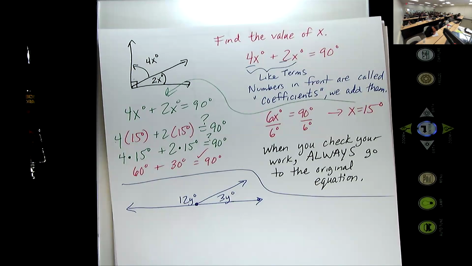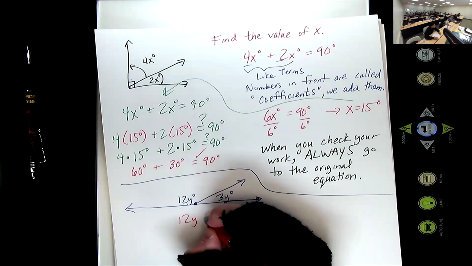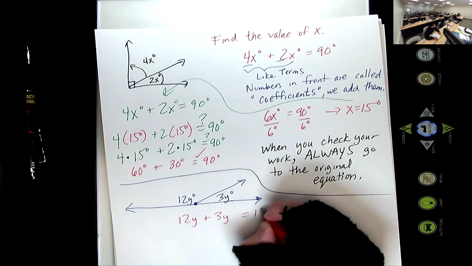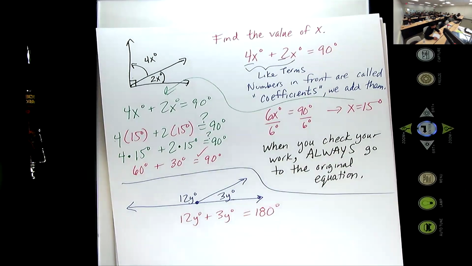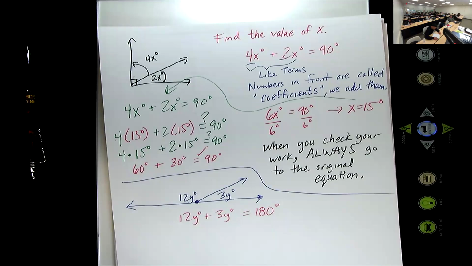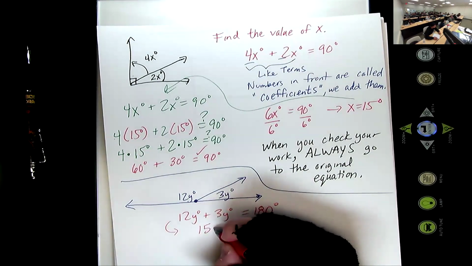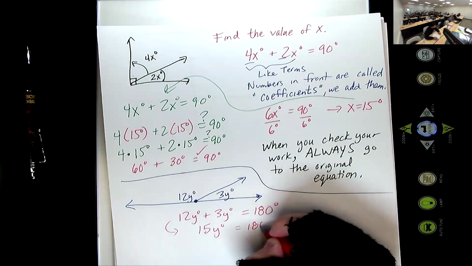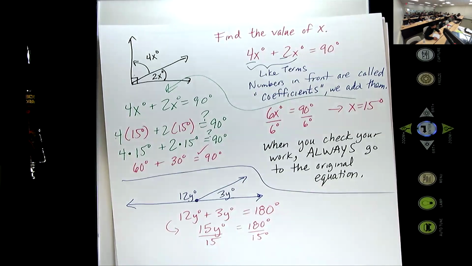How do I go about doing this one? We can add the y's, what do I get if I add the y's? 15. 180? Oh, you're jumping steps, look at this guy jumping steps up here. Well, first off, I have to add them together to get 15. And we divide by 15, and what do we get? 12.